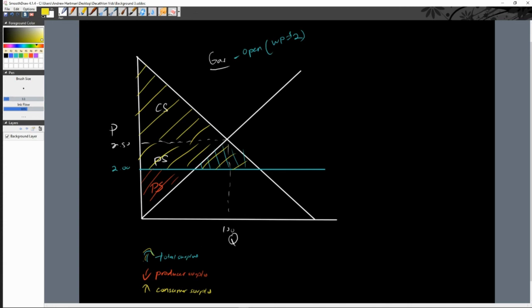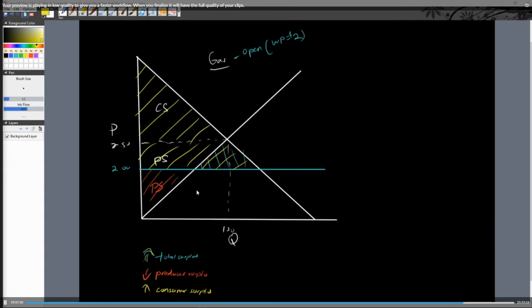And I did not mention it, but you can see here that this right here will be the amount imported. So they will import all of these goods right here at this price.